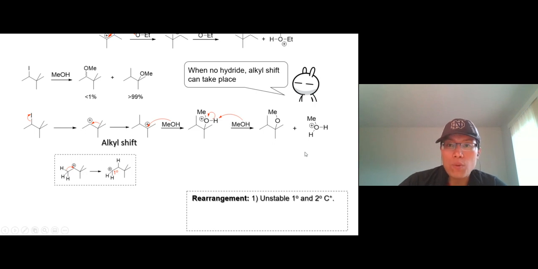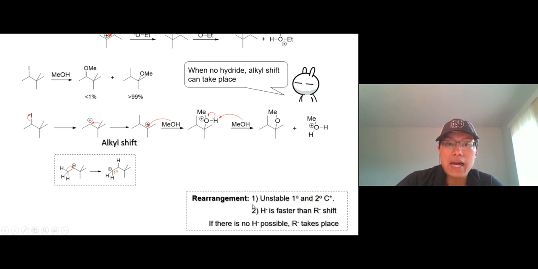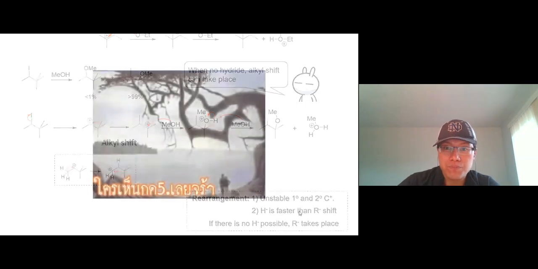Now, what should you know, what's the takeaway from this slide? Rearrangement. When do you see a rearrangement? When you see an unstable carbocation, usually primary or secondary. And when a rearrangement does happen, a hydride shift is faster than an alkyl shift. If there's no hydride shift, of course, you're going to go to an alkyl shift, but look for a hydride shift first.